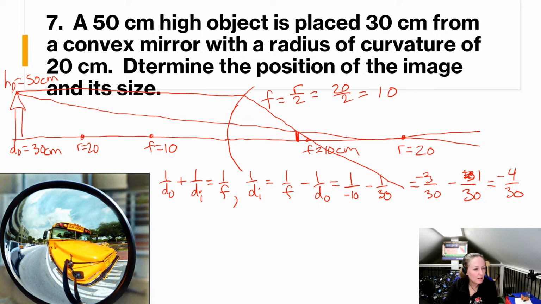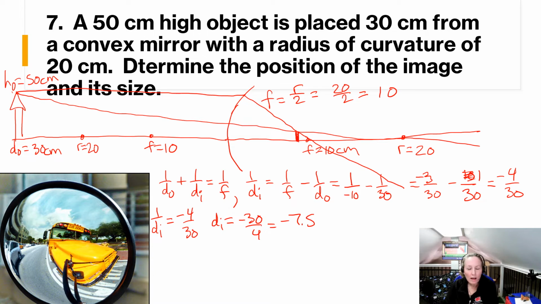Okay, so if we do our flip trick again, we have 1 over distance of image is equal to negative 4 over 30. Distance of image, you flip it. You get negative 30 over 4, which will equal negative 7.5. Again, you could do that all in the calculator. That's okay to do too. No big deal. Now we get to figure out the magnification and all that good stuff.